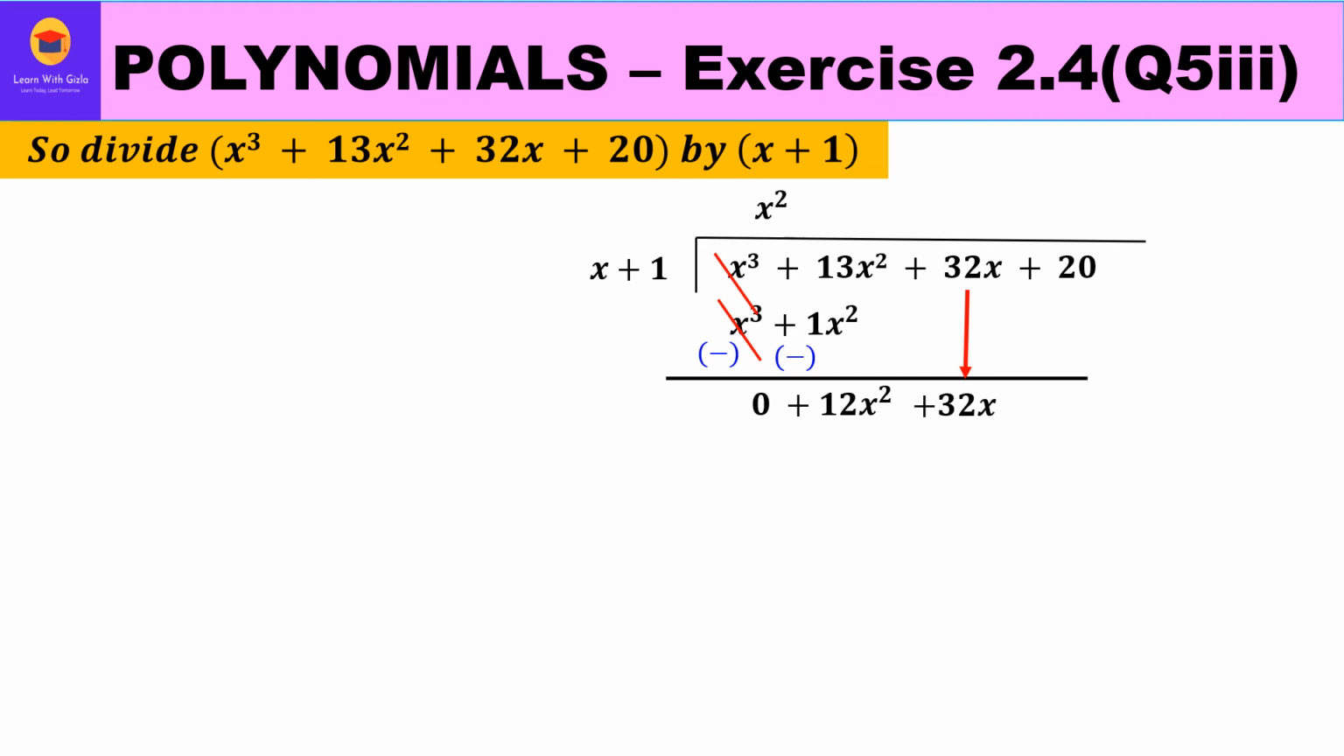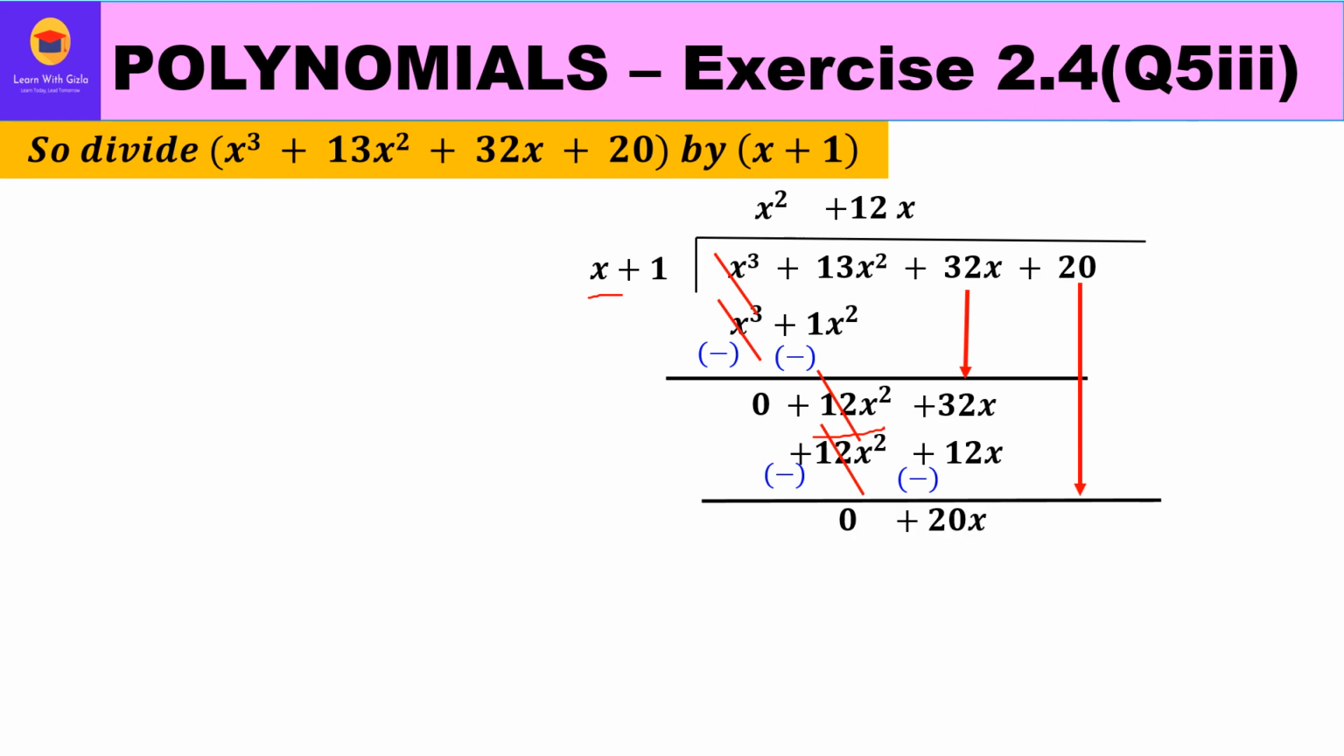Now you have to think of a number that should be multiplied to x to get 12x square. So naturally the number is 12x. It should be plus because we want positive. So when you find the product 12x into x plus 1, you will get 12x square plus 12x. Change the sign, cancel them. Now 32x minus 12x, you will get 20x. Bring down plus 20.